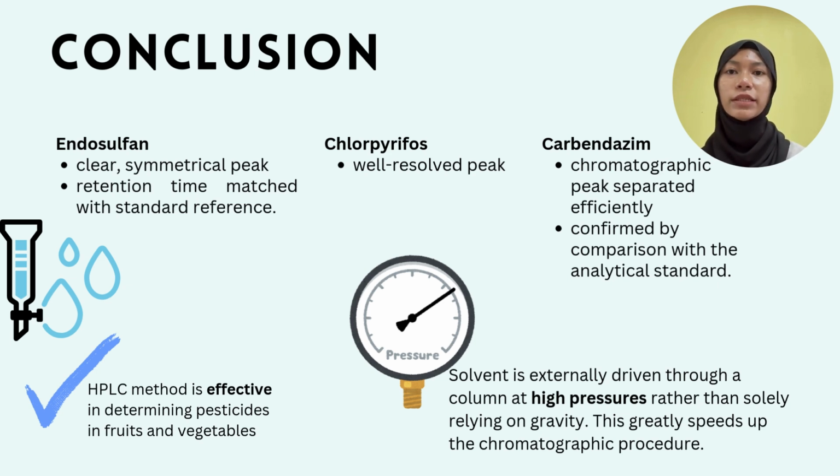Fundamentally, HPLC is a significantly improved version of column chromatography. Solvent is externally driven through a column at high pressures rather than solely relying on gravity. This greatly speeds up the chromatographic procedure. With growing concerns regarding pesticide in agricultural produce, this method signified the advancement in analytical chemistry.